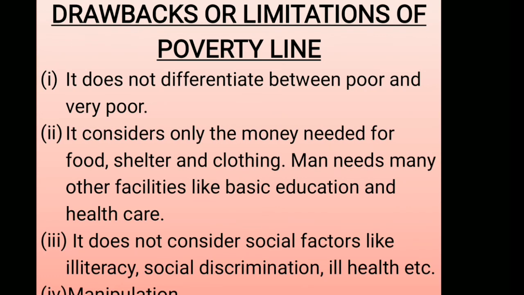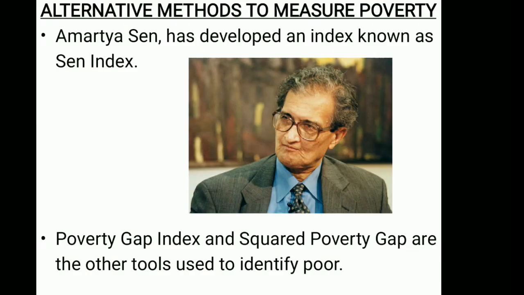But apart from that, we have seen there are other dimensions too, other phases too of poverty, that we require: basic education, healthcare, sanitation, drinking facility. There are many more. So we cannot say that only food, shelter and clothing will be the true sign. But the poverty line only considers these three things. It does not consider social factors too, like illiteracy, social discrimination, ill health and other things. It also is manipulated by several other authorities.